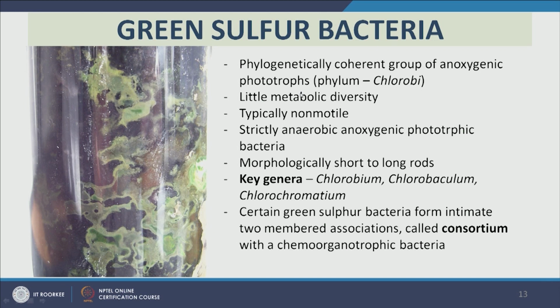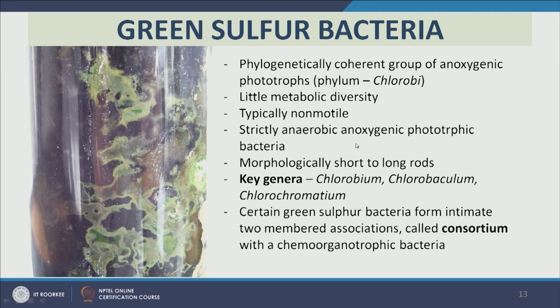They have little metabolic diversity. So this is one example where phylogenetic diversity, functional diversity and metabolic diversity all agree with each other. They fall under the same phylum, they have little metabolic diversity and they have similar morphology, similar function. They are strictly anaerobic, and they are anoxygenic phototrophic bacteria.